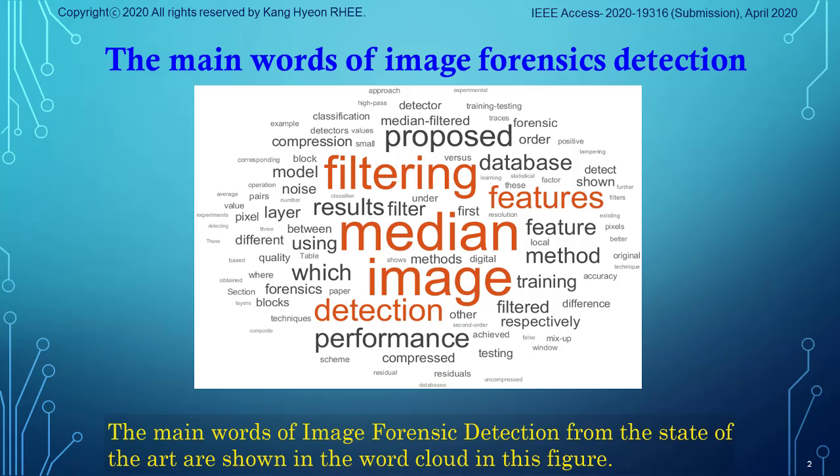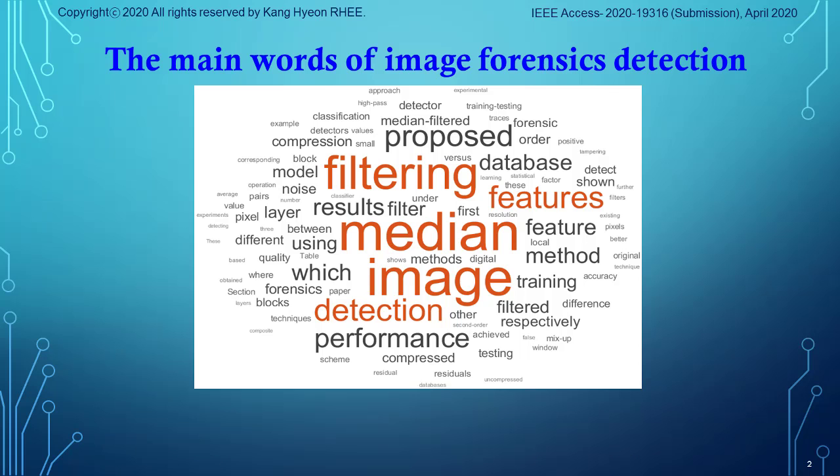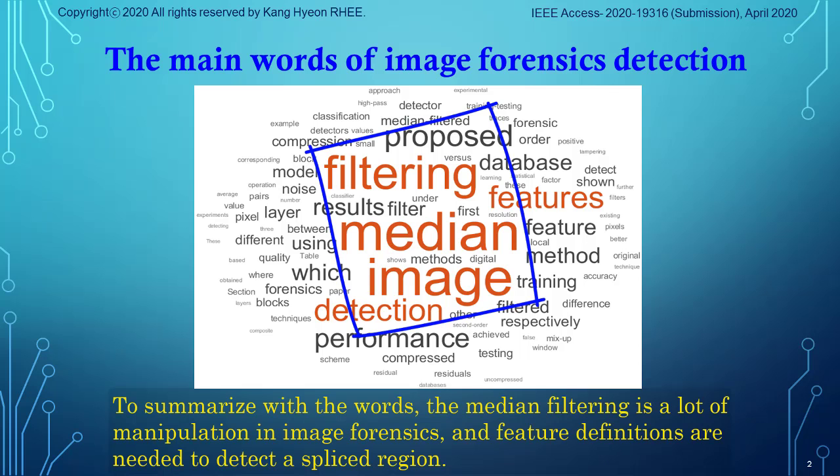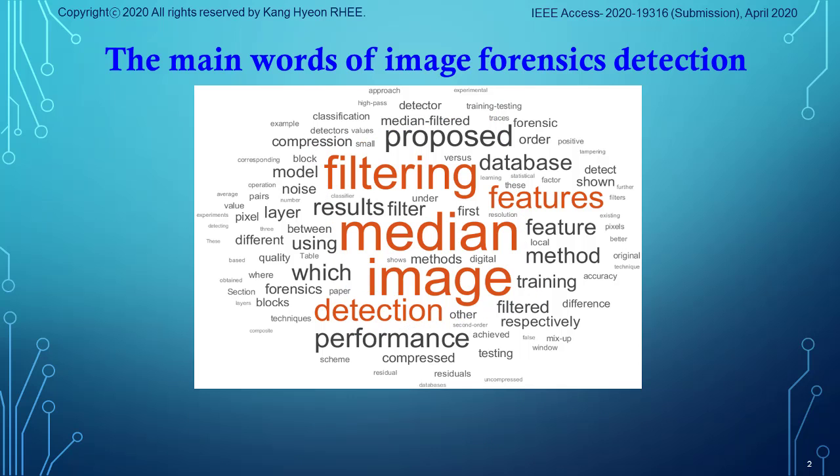The main words of image forensic detection from the state-of-the-art are shown in the word cloud in this figure. To summarize with the words, median filtering is a common manipulation in image forensics, and feature definitions are needed to detect a spliced region.